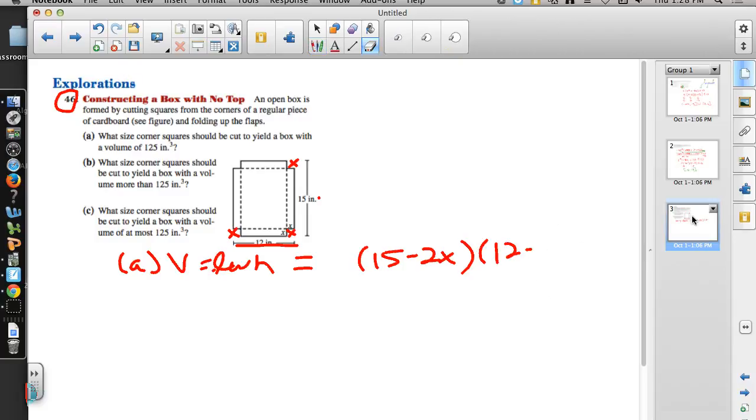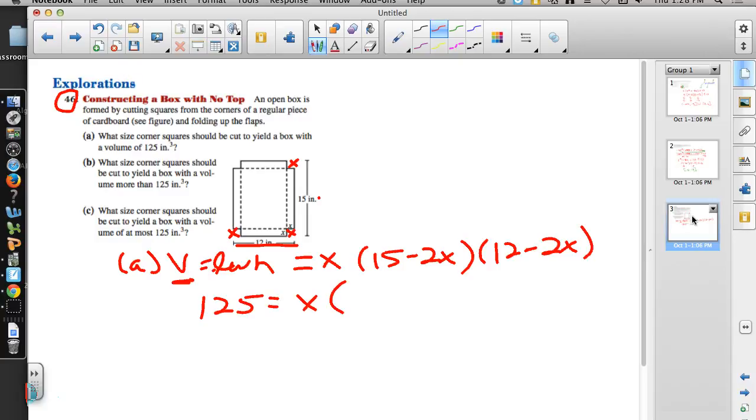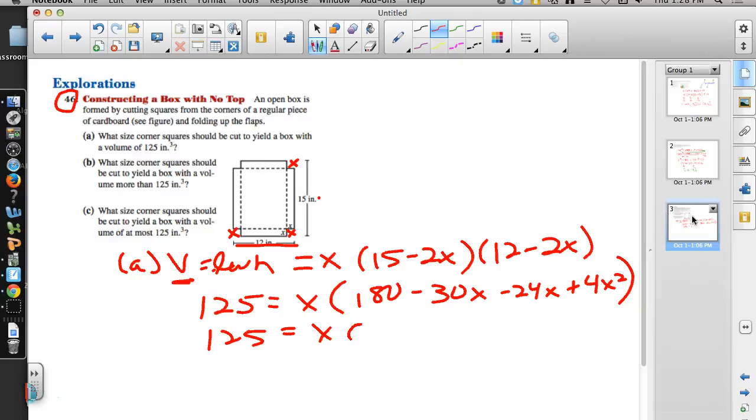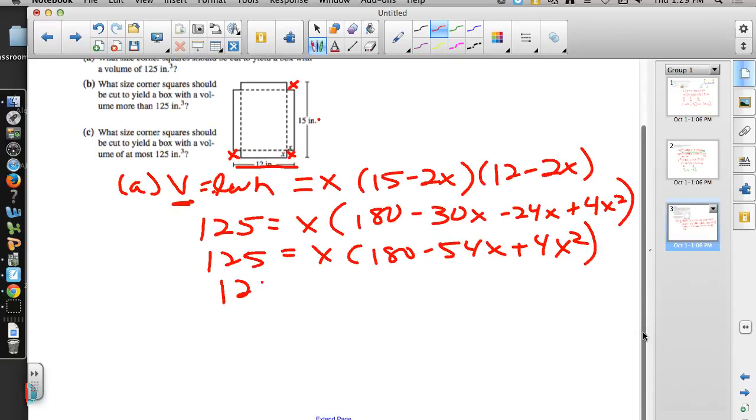And when we fold this up, the height is going to be x. Now, you can try and factor this one. So we take a look and say, all right, they want this to be 125. So we go ahead and FOIL the 15 minus 2x times 12 minus 2x, and we get 180 minus 30x minus 24x plus 4x squared. And then we could combine some like terms. So x times 180 minus 54x plus 4x squared. Go ahead and distribute the x.